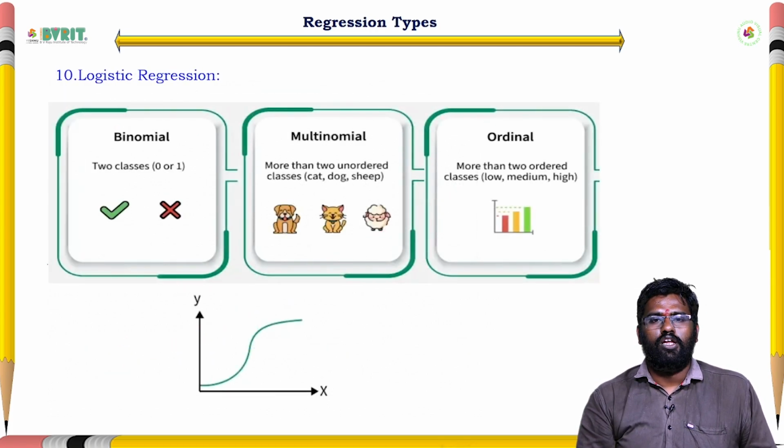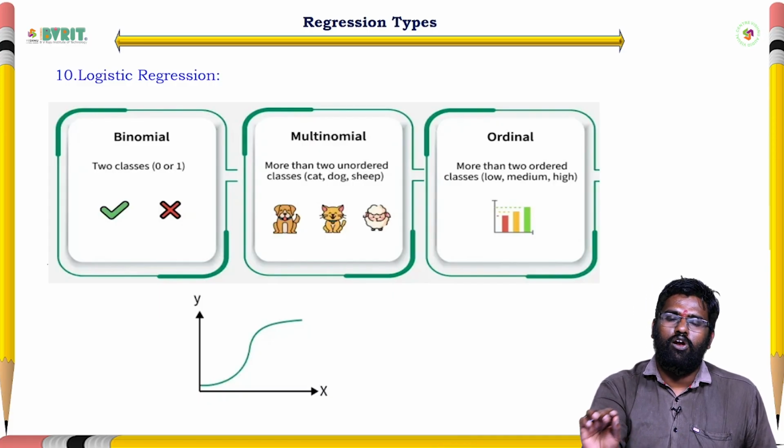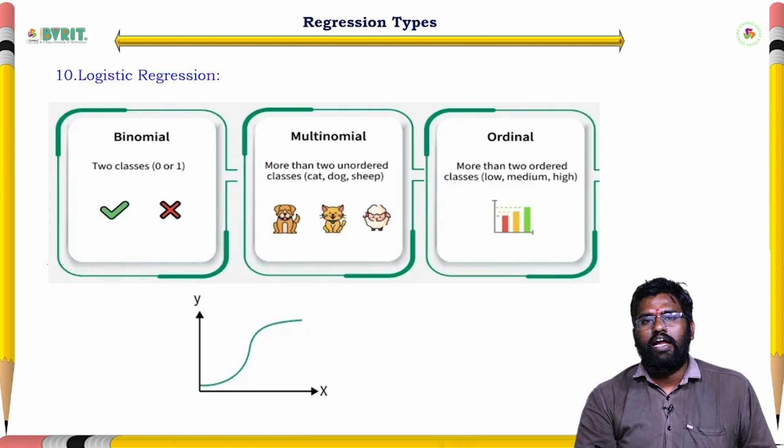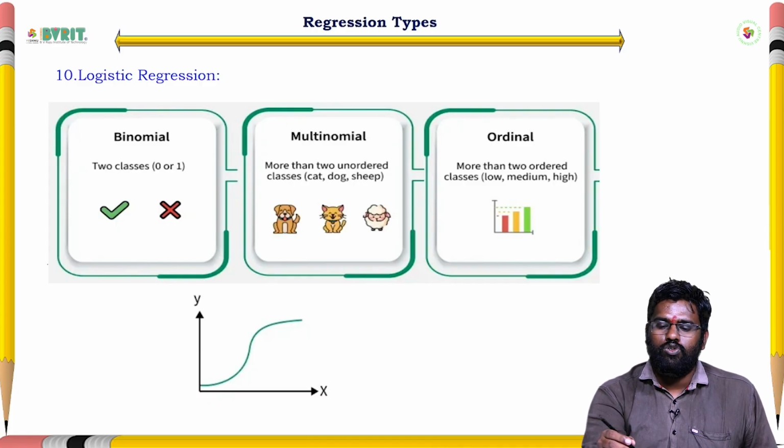Now coming to logistic regression. Logistic regression contains 3 types: binomial, multinomial and ordinal. Binomial means it contains either true or false, 0 or 1. Multinomial means the data will be shown in unordered format. So they will show cat, dog, sheep, or they will show dog, cat, sheep. Like this they need to show the values.